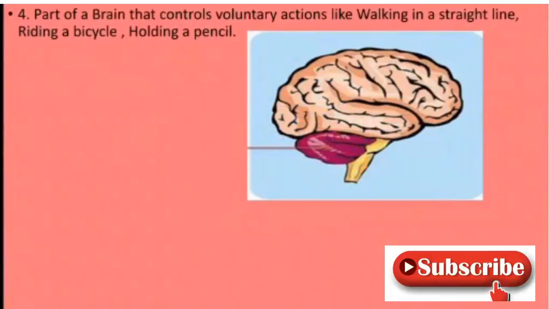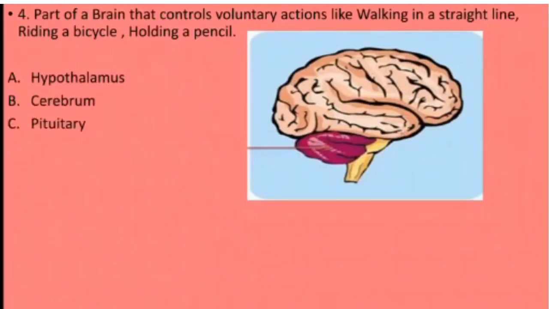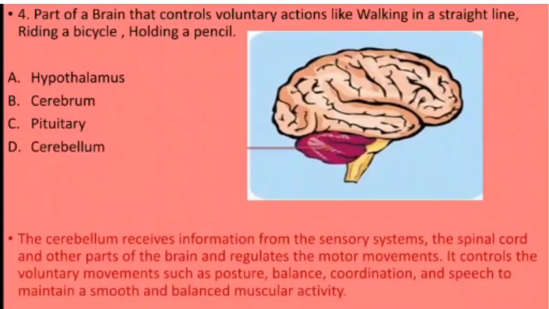Part of brain that controls voluntary actions like walking in a straight line, riding a bicycle, holding a pencil. Is it option A, hypothalamus? Option B, cerebrum? Option C, pituitary? Option D, cerebellum? Yes, you guessed it right.